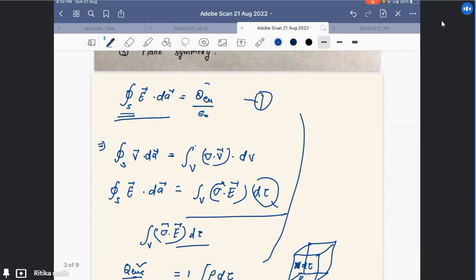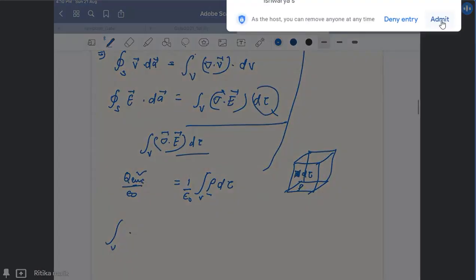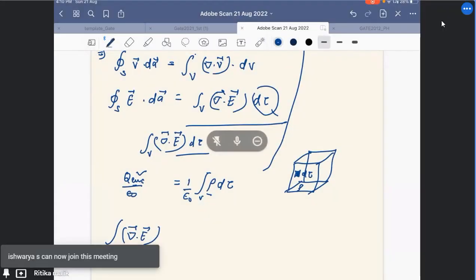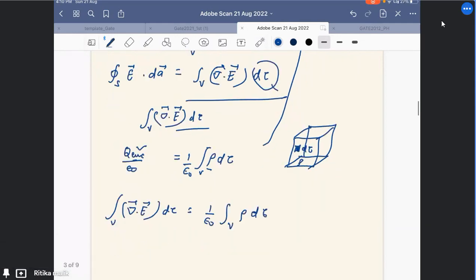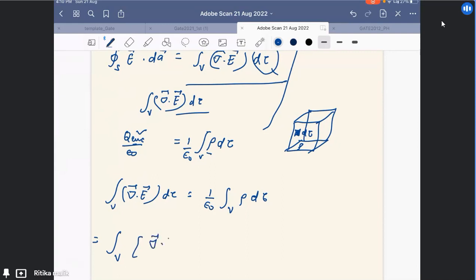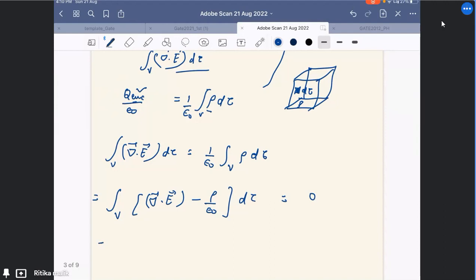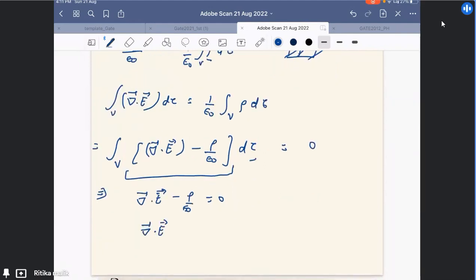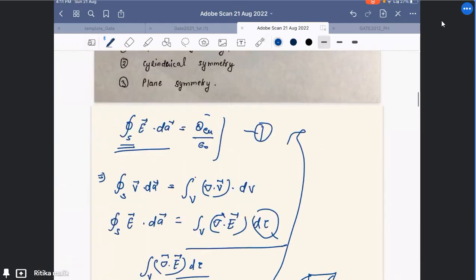So when you put this back into the first equation, we are left with the volume integral of divergence of E into d tau equals 1 upon epsilon naught times the volume integral of rho into d tau. Then we can also write the volume integral of divergence of E minus rho upon epsilon naught, d tau, equals 0. This quantity will be 0 only when the quantity inside is 0, since d tau cannot be 0, it is a small element. So we put divergence of E minus rho upon epsilon naught as 0, and divergence of E equals rho upon epsilon naught. It's the differential form of the same integral equation of Gauss's law.